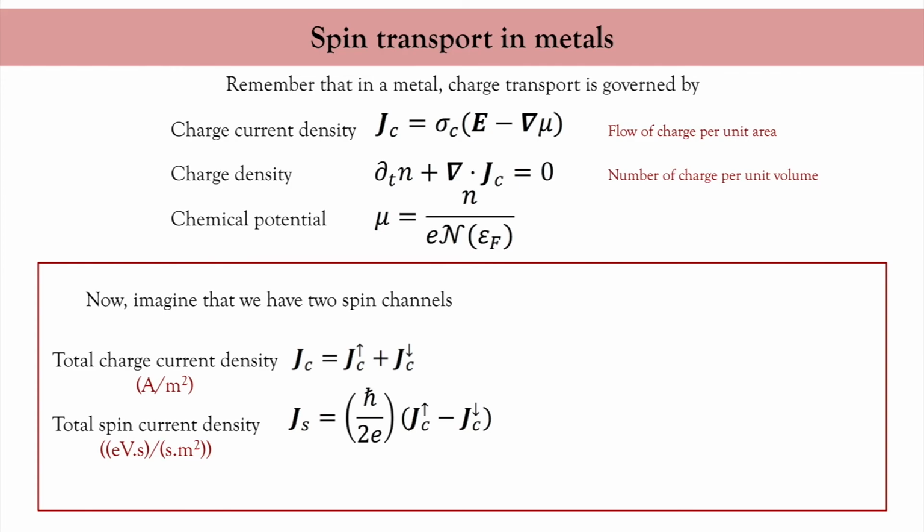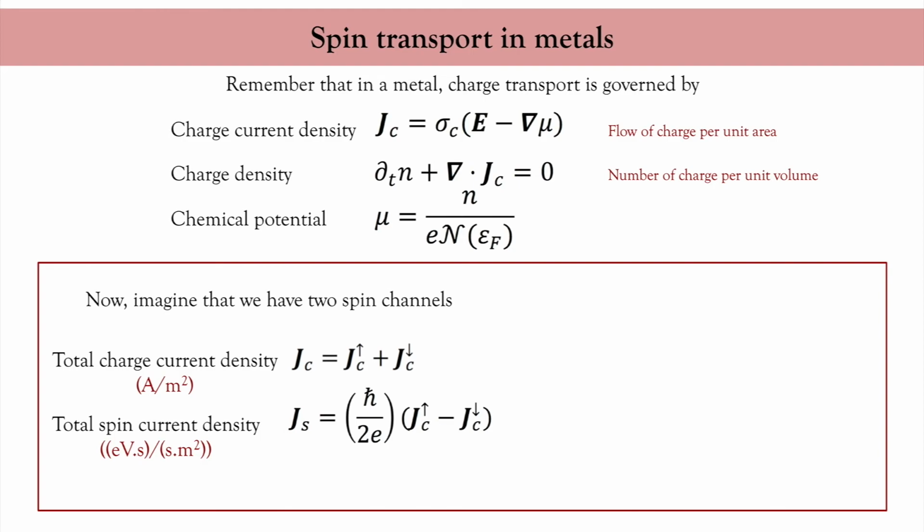down electrons. So the current density Jc can be written as J up plus J down. I can also define the imbalance between up and down current. I'm going to call this imbalance the spin current. Now the spin current is really a current of angular momentum. So its unit should be ħ/2 per second per meter square.